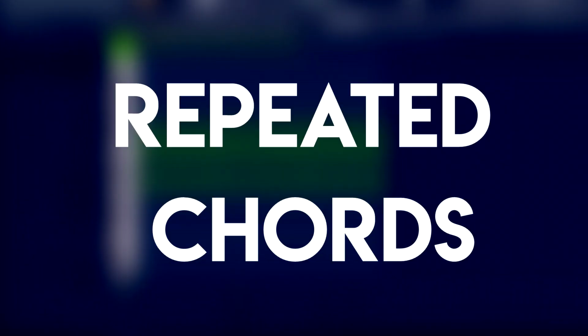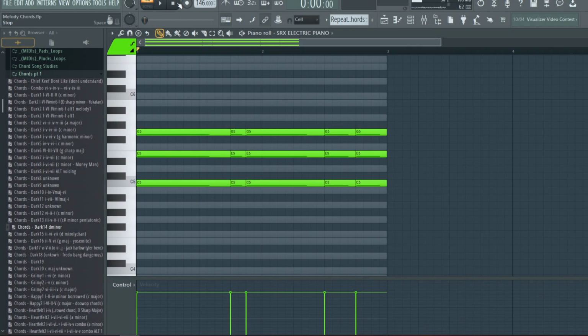Let's get into it. The first thing we're gonna go over is repeated chords. For the majority of this tutorial, we're gonna be working with a C major chord, and I'm gonna show you different ways to break it down. So as far as the repeating chord, I'm just gonna play this very quickly.